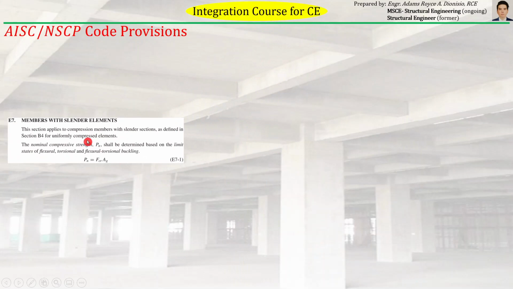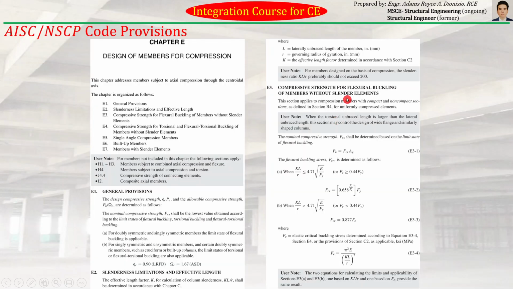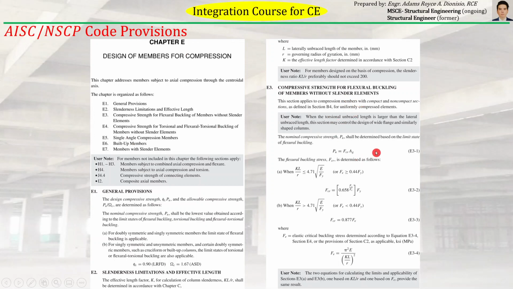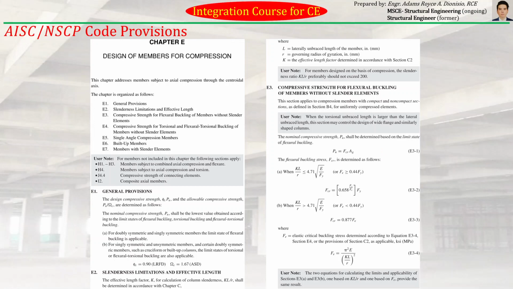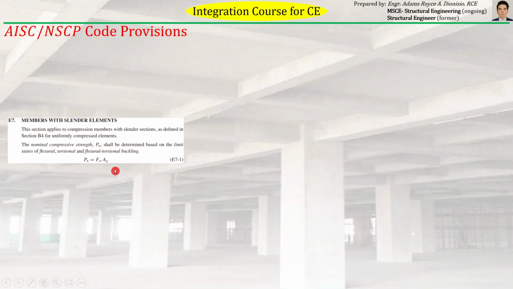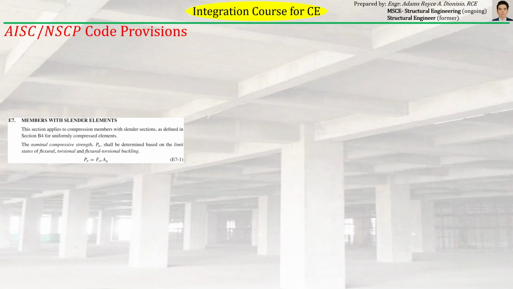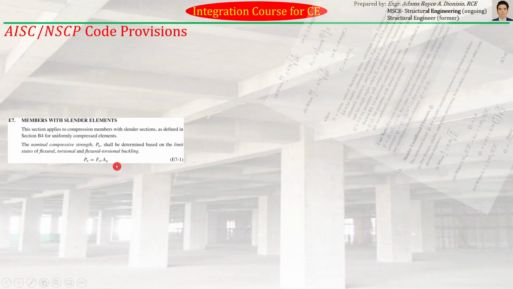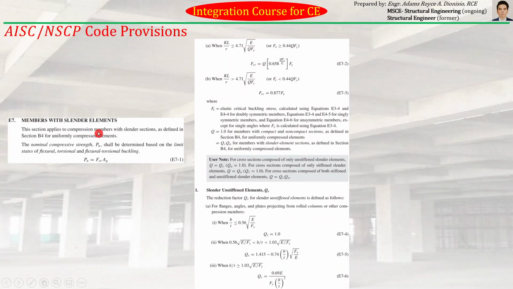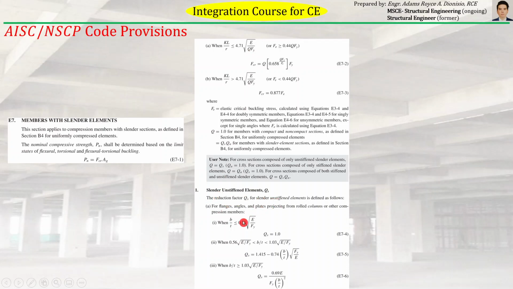In E7, this is what we use for members with no slender elements, for compact or non-compact sections only. This is for compact sections. This one is for slender sections, or elements that have slender members. Later on, we will review how to determine whether a section is compact, non-compact, or slender. You can see here, when our elements are slender, the formula is almost the same. It just has a Q. The Q we can compute using these other provisions specified in E7.